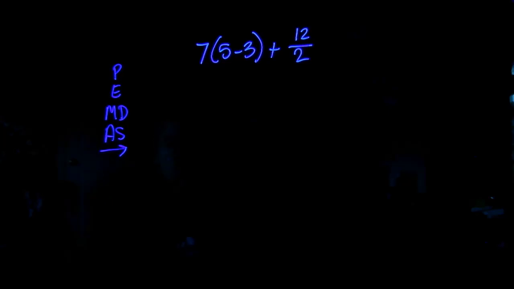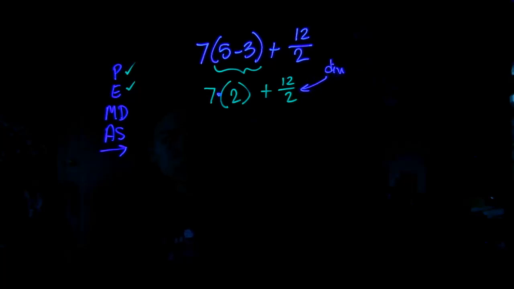Our next problem is 7 in parentheses 5 minus 3 plus 12 over 2. Okay, so parentheses. We do have parentheses. 5 minus 3 is 2. Done with parentheses because the only thing inside this parentheses is an integer. Do we have an exponent? Nope, so we're done with that. Do we have multiplication or division? We actually have both. This is multiplication when it's right next to each other. And fractions are always a sign for division.